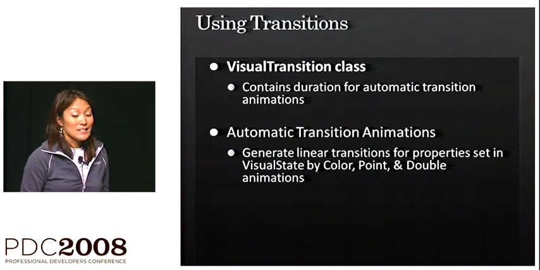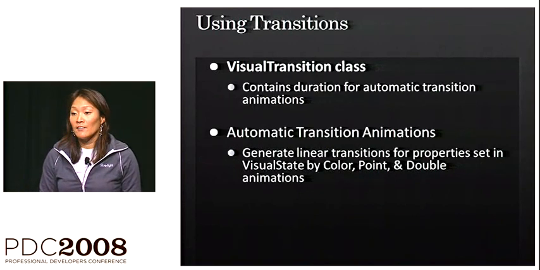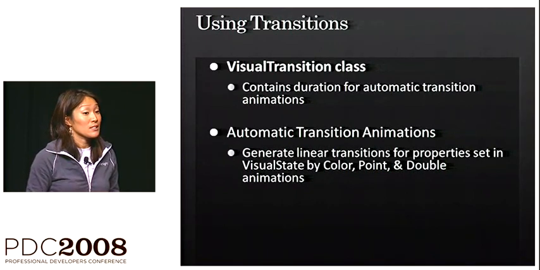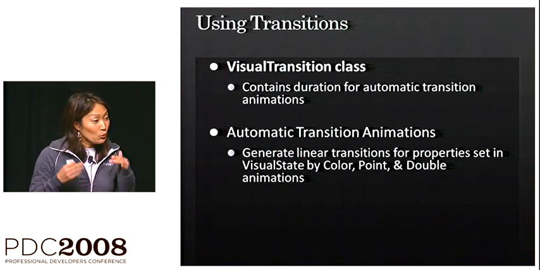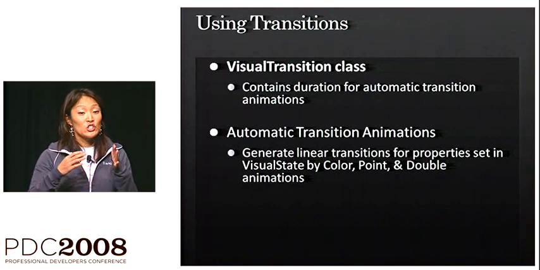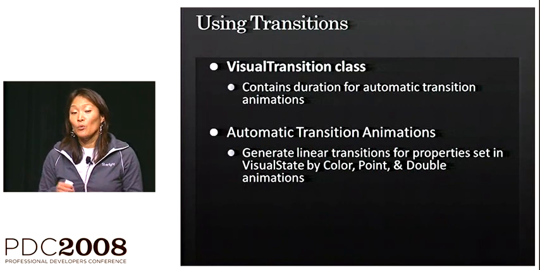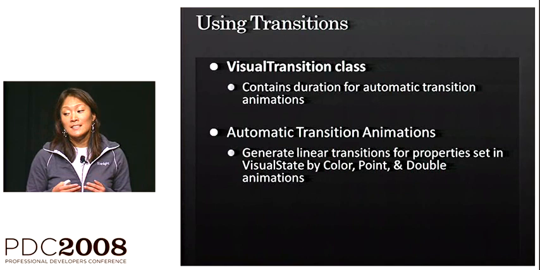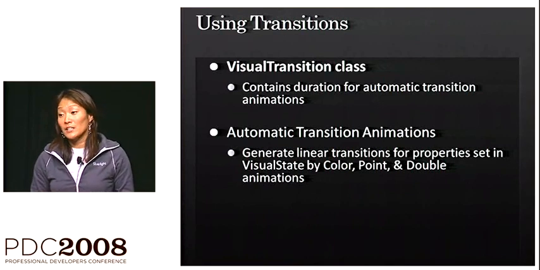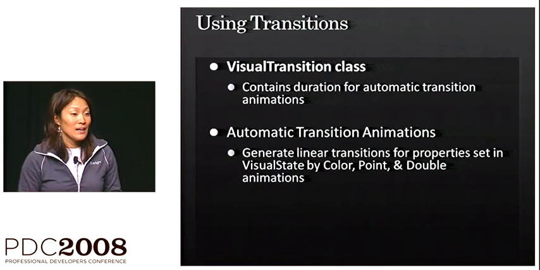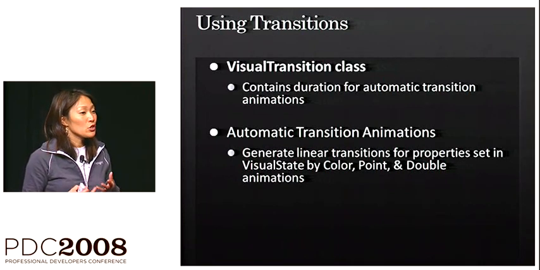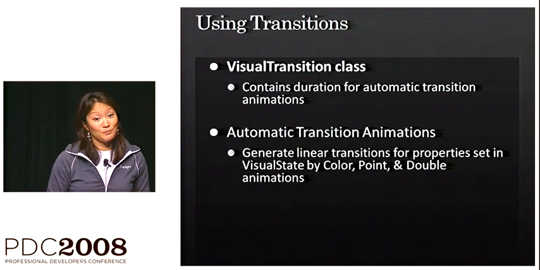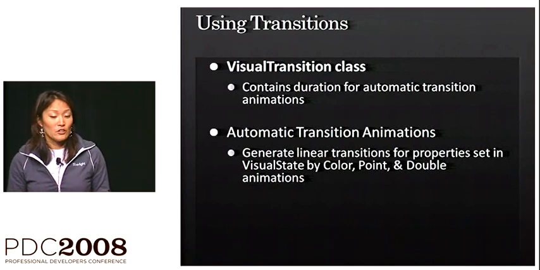We also saw transitions, where visual transitions have a generated duration where I can specify how long I want a particular state change to take. The runtime itself will take care of generating those transitions, with a callout that we can really only generate transitions for doubles and points and color animations, because those are the ones that we know about. If you use an object animation, there's no good way for us to interpolate what a transition should look like, and so we leave that up to you. So those are transitions.